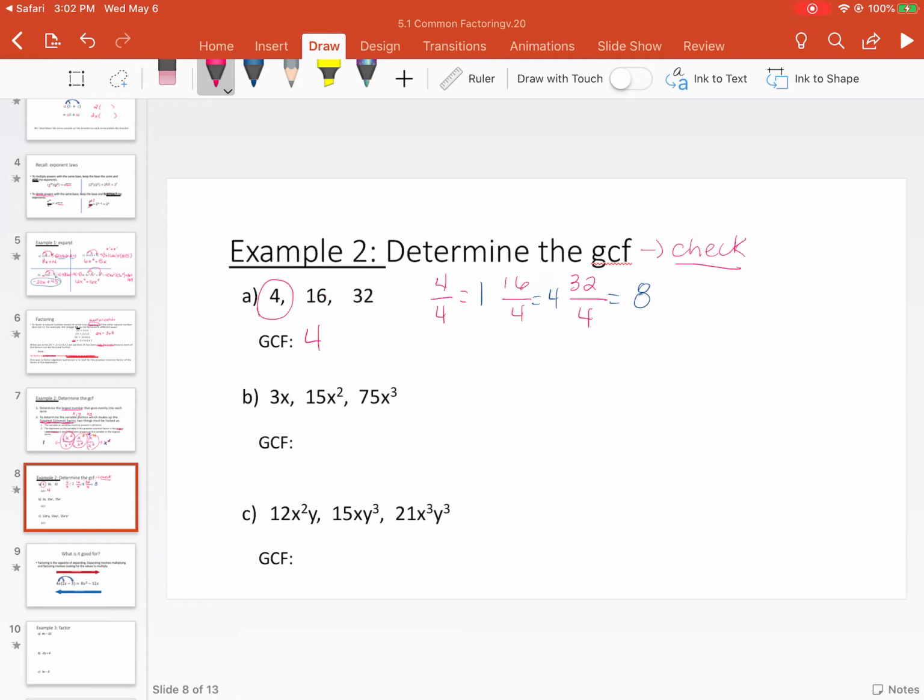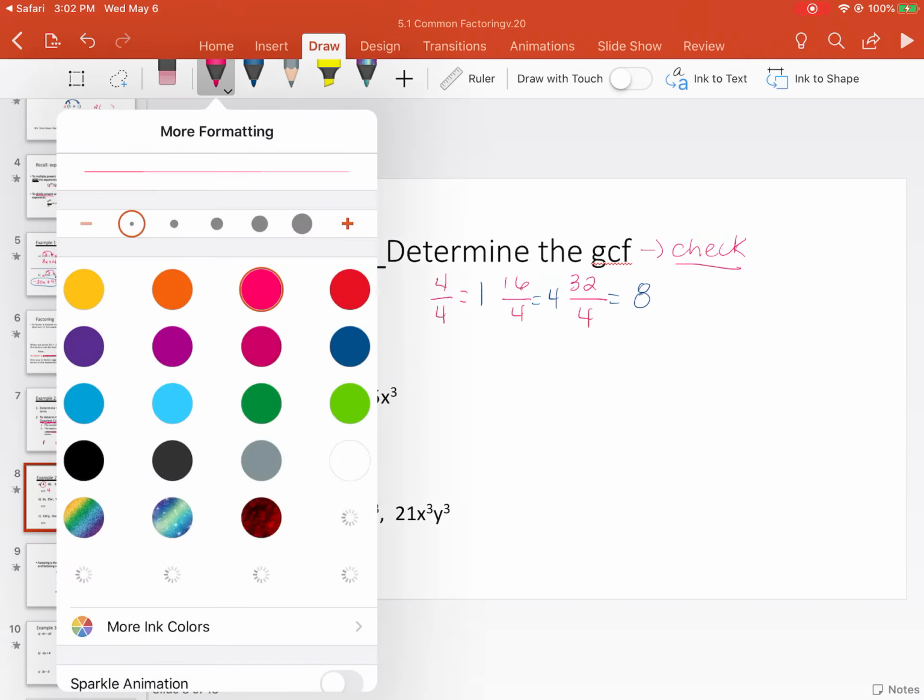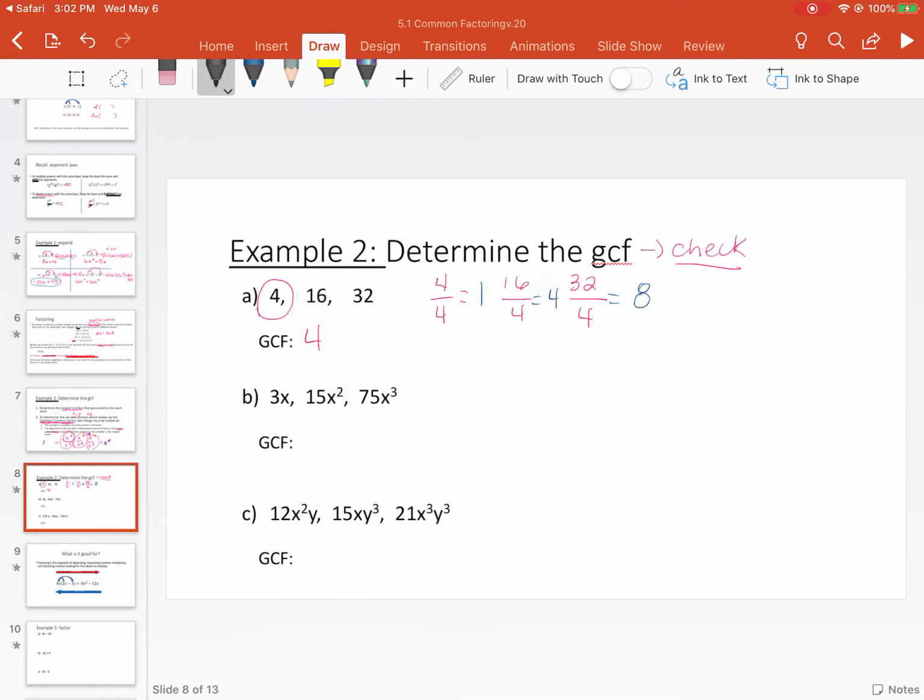Okay, so now when you're checking, you're looking for whether all of the numbers can be divided further, and they all have to be divided by the same thing. So even though with 4 and 8, yes, you can divide 4 by 4, and yes, you can divide 8 by 4, you can't divide 1 by 4 and get a whole number. You would get 0.25, which is a decimal. That's not what we want. So you're checking that they cannot be divided further, and they all have to be divided evenly by the same thing.